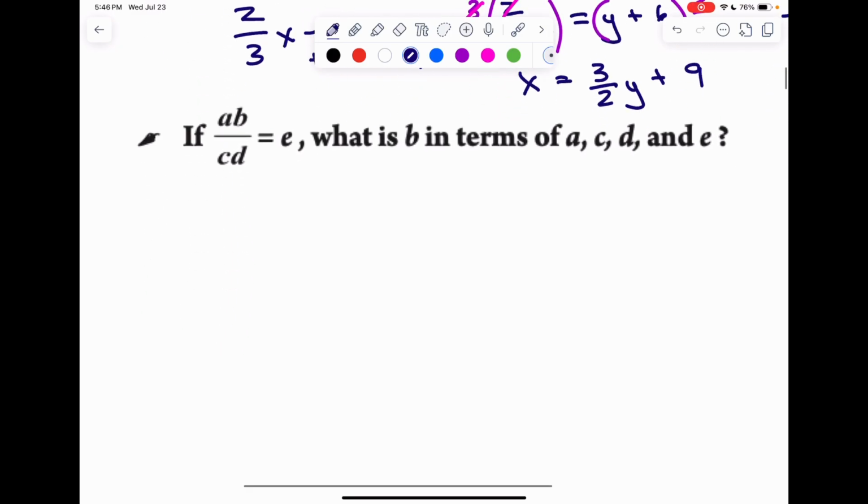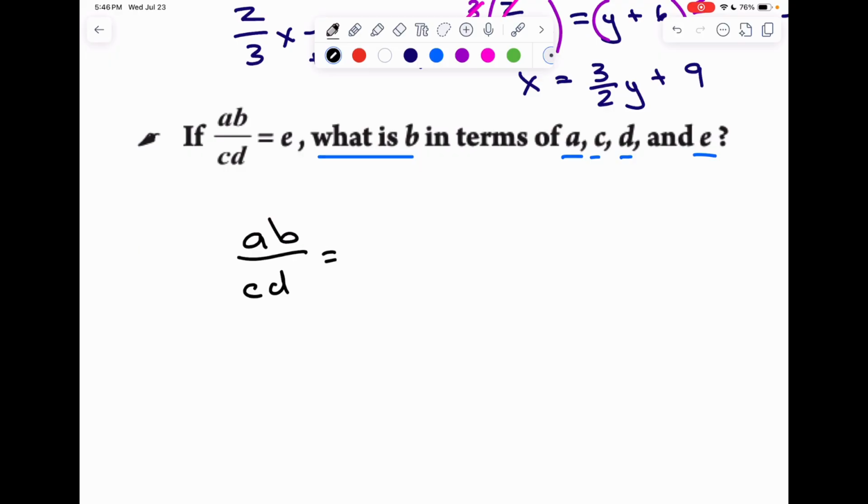Now for this last one, I know it might look intimidating with all those variables, but all we're doing is isolating b in terms of a, c, d, and e, which will be on the other side. So let's copy down our equation. AB over CD equals E.